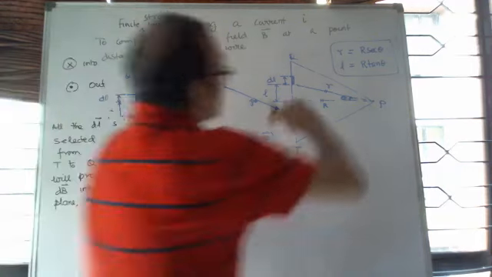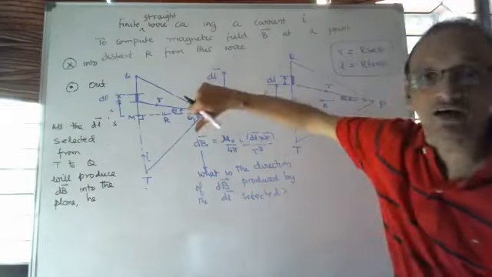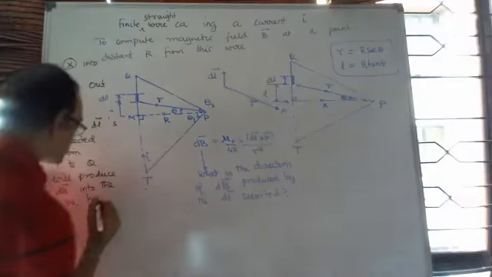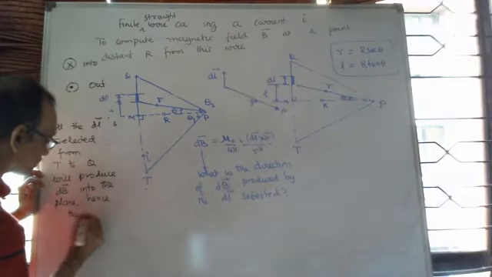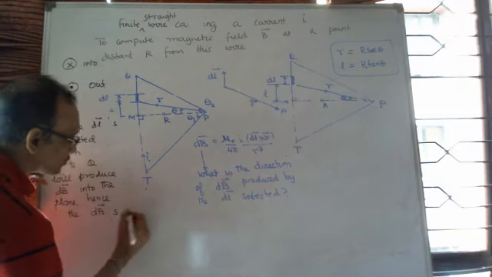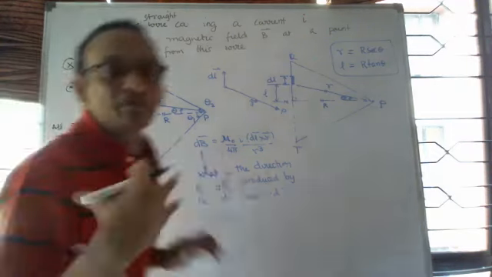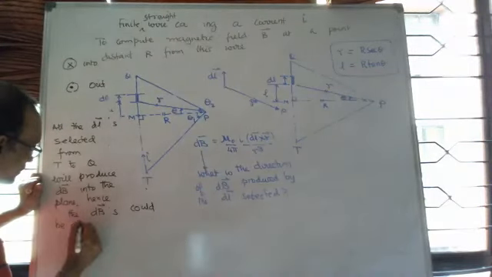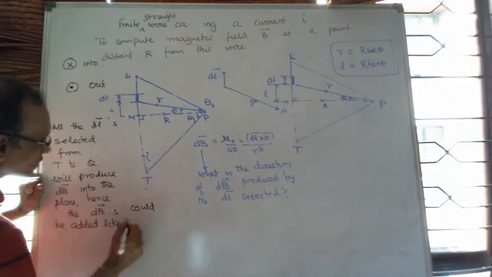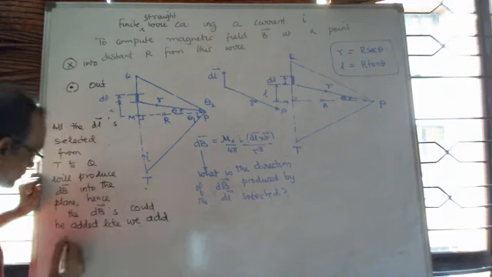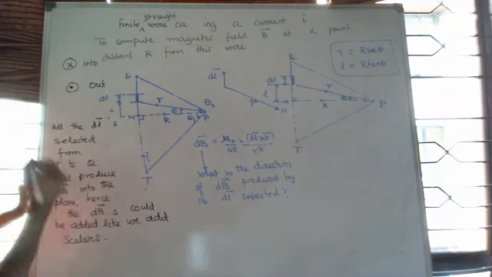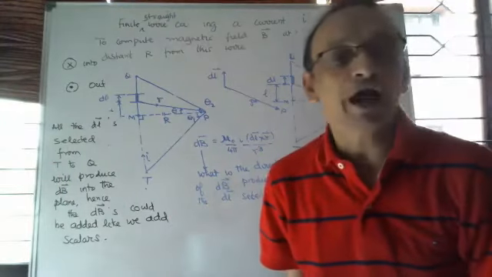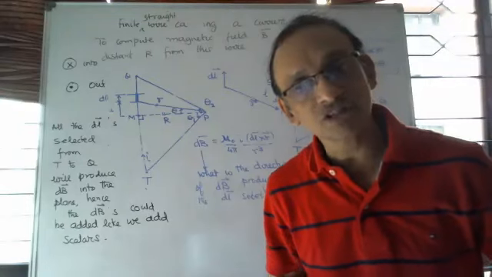Hence, all the dB is produced by various current elements into the plane only, right? So I can add dBs like I add scalars? Yes, sir. Since they are all in the same direction, I can add them like I add scalars. So take the scalar dB and add all the scalar dBs with normal integration.